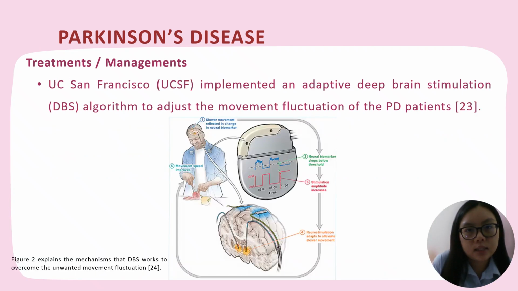Interestingly, researchers in San Francisco implemented an adaptive deep brain stimulation algorithm to adjust the movement fluctuations. This algorithm works like a brain pacemaker that detects the electrical pulses in the cerebral cortex and decodes them to resist the stiffness and involuntary motor response before they arise. However, this device is still under research stage.